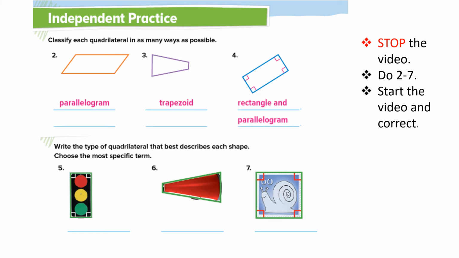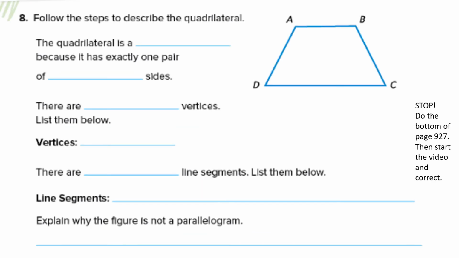As I look at number 2, the only thing we could call that is a parallelogram. And for number 3, the only thing that we could call that is a trapezoid. But number 4, it could be a rectangle and a parallelogram, okay? For number 5, we can call that a rectangle, a trapezoid for number 6, and a square for number 7. Now stop the video again, do the bottom of page 927, and then start the video, looking at that shape.